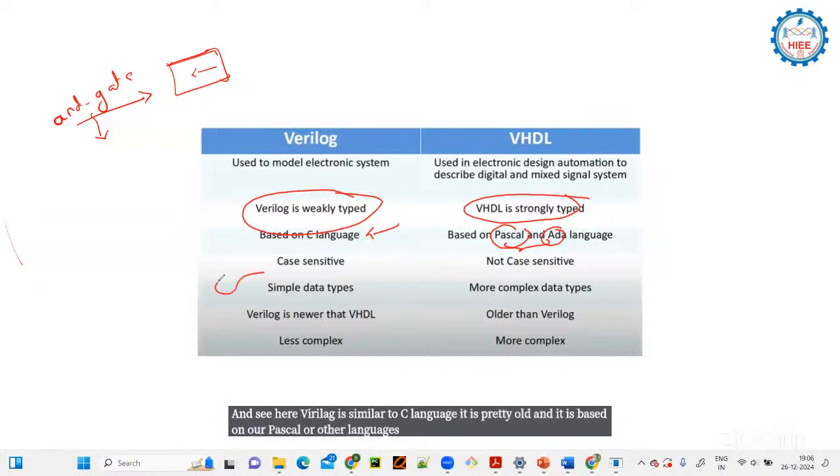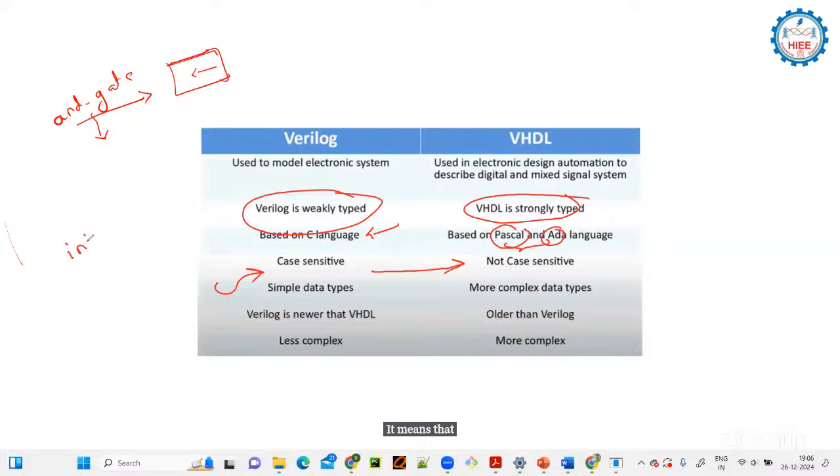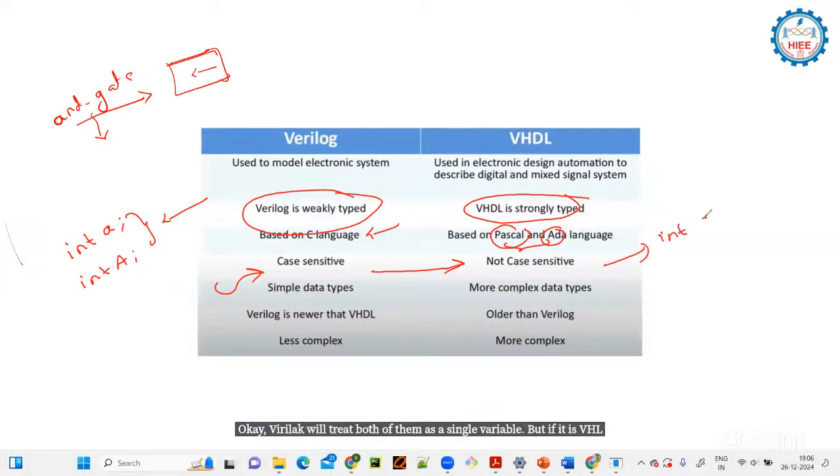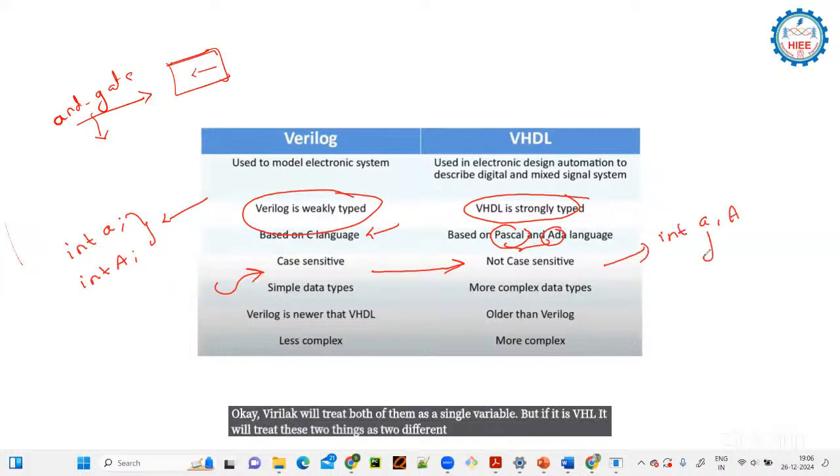And Verilog is a case sensitive language, whereas VHDL is not case sensitive. What do I mean by this? It means that, for example, if I write int a and int capital A, Verilog will treat both of them as a single variable. But VHDL will treat these two as two different variables. For it, small a is one variable, capital A is another variable. So this is not case sensitive, whereas this is case sensitive.